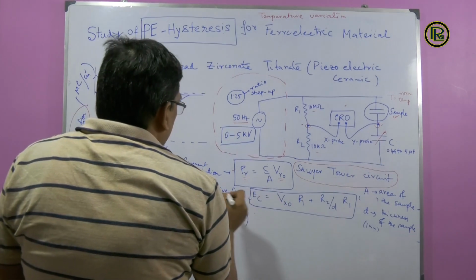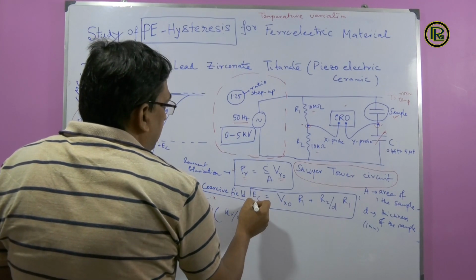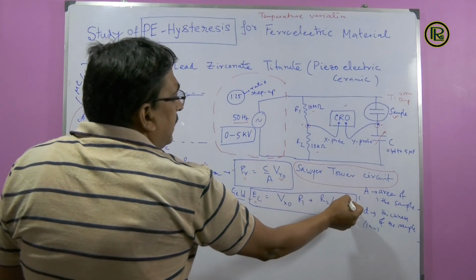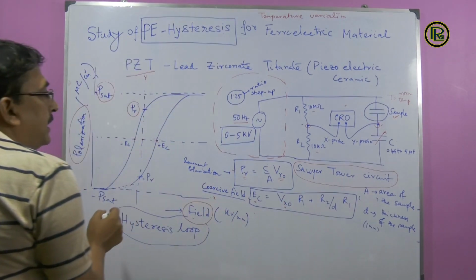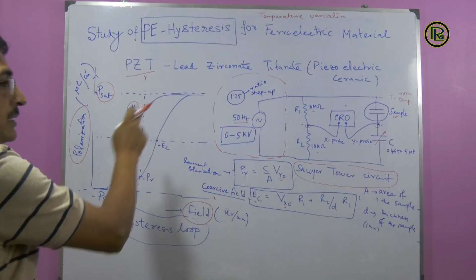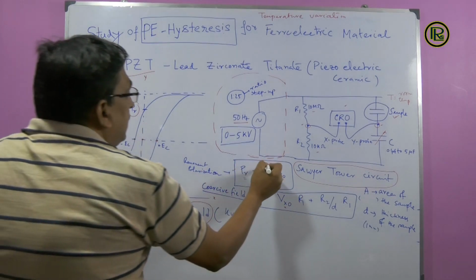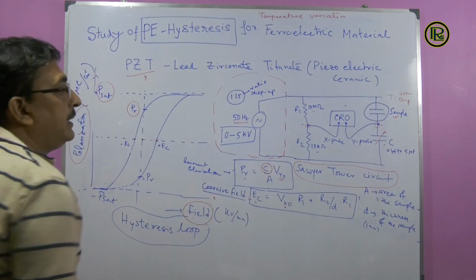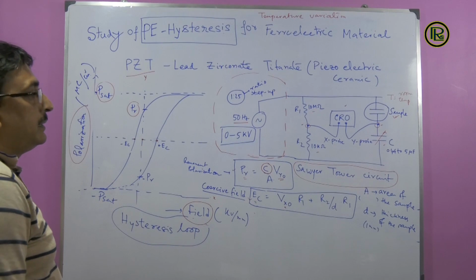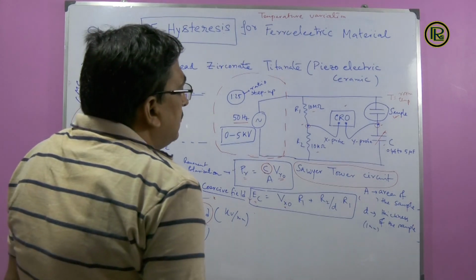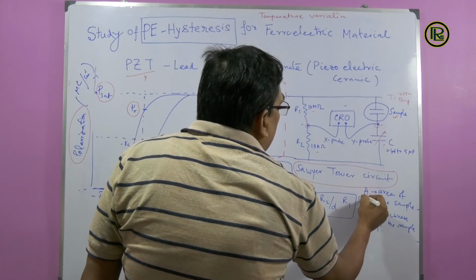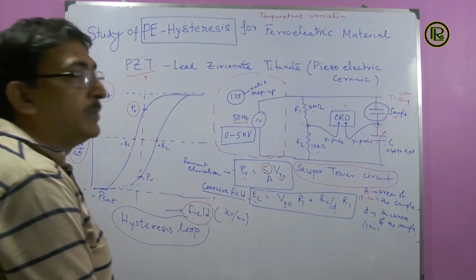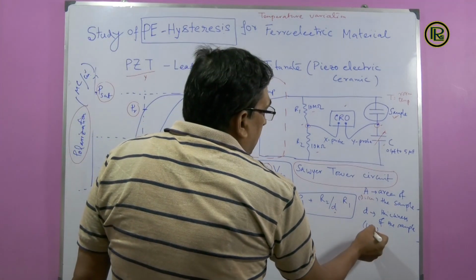The coercive field can be obtained from this formula, where EC equals Vx0 times (R1 plus R2) divided by D times R1, where Vx0 is the x-intercept of the hysteresis loop. C is the capacitor, this one, and A is the area of the sample. Our sample has a diameter of about 1 centimeter, and D is the thickness of the sample, which in our case is about 1 millimeter.